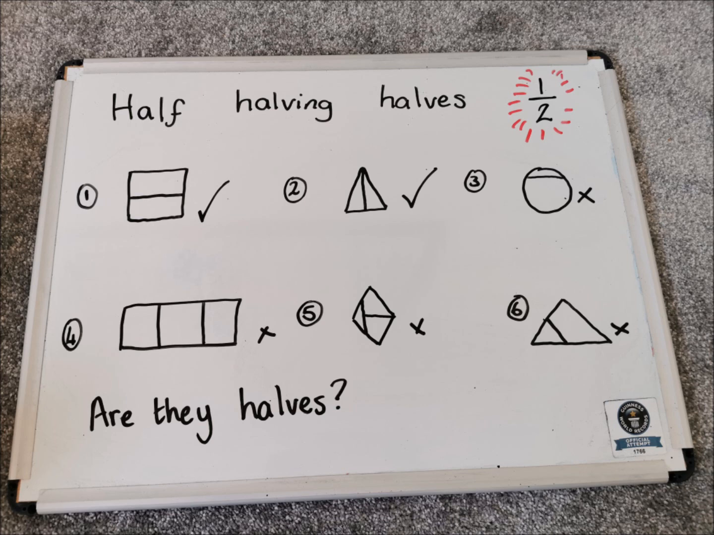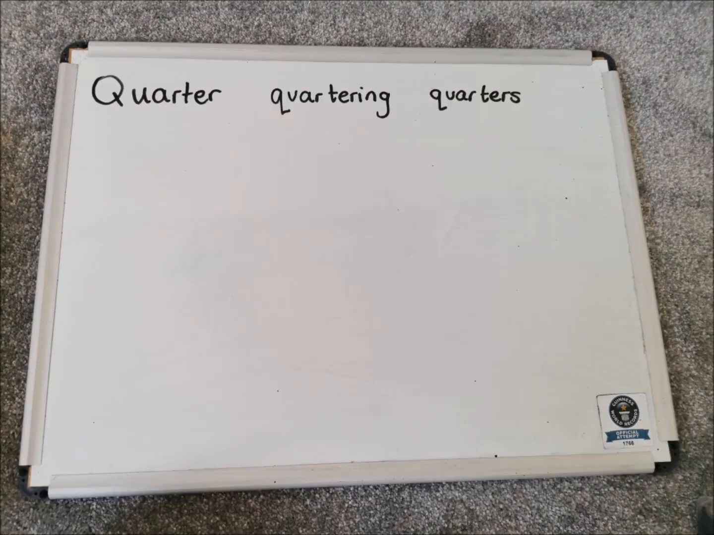So the only ones that were halves were number 1 and number 2. 2 equal sections that are the same size. So well done if you got those ones correct. We're now going to move on to quarters.